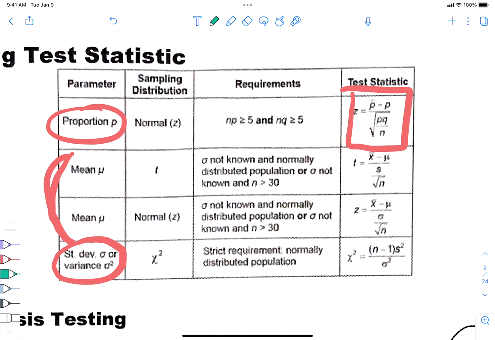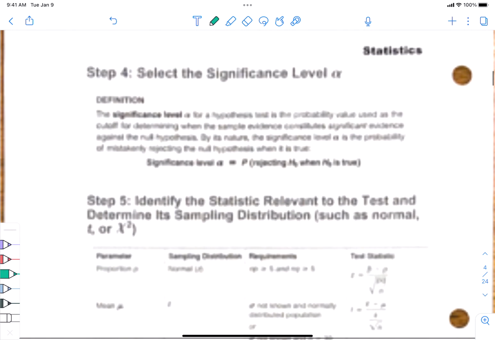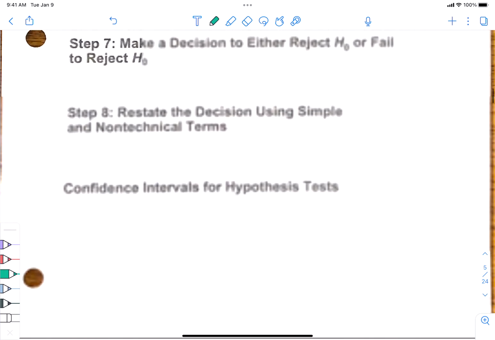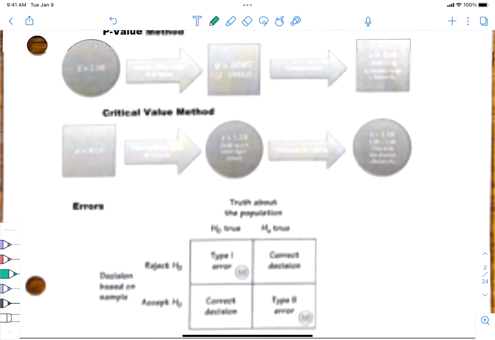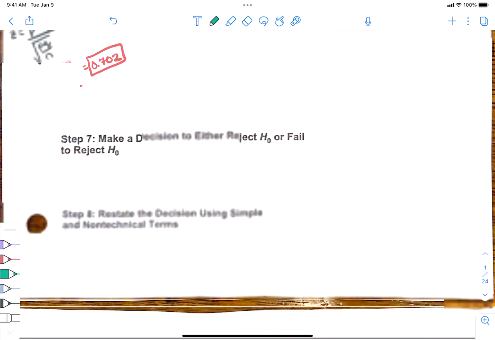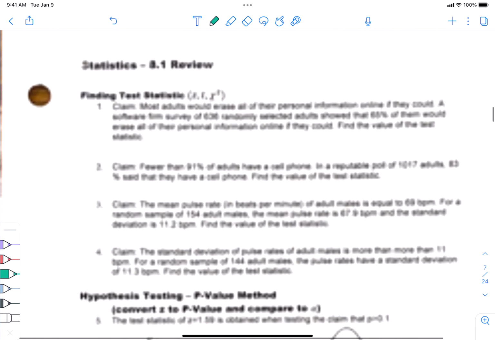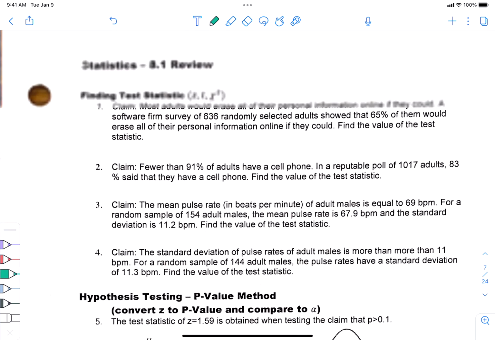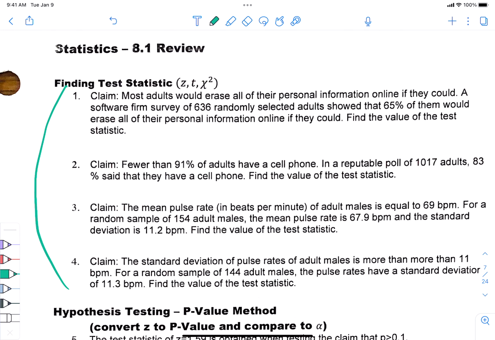So here's what I want you to do. You guys have a homework sheet, and I'm going to give you a couple homework problems to do. Homework sheet looks like this one, 8-1 review. What I'm going to have you do is 1 through 4, and all you're doing is finding the test statistic. That means plugging the numbers into the equation.